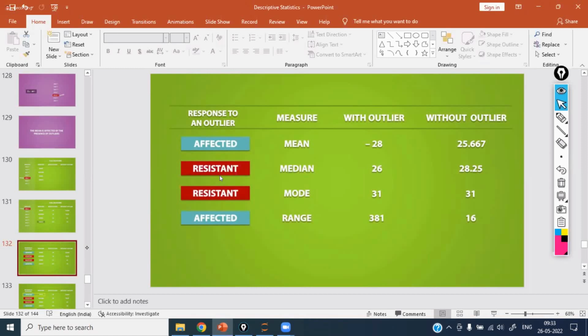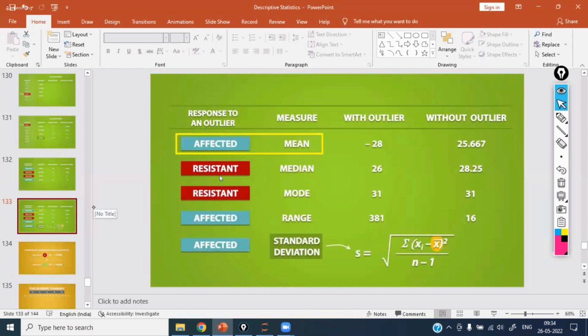This is the most important point. You can keep 10 stars and write that one. With the presence of outliers, the mean, variance, standard deviation and range are heavily affected. Whereas the median and mode are less affected by outliers. They are also affected, but when compared to the mean, the effect is less.